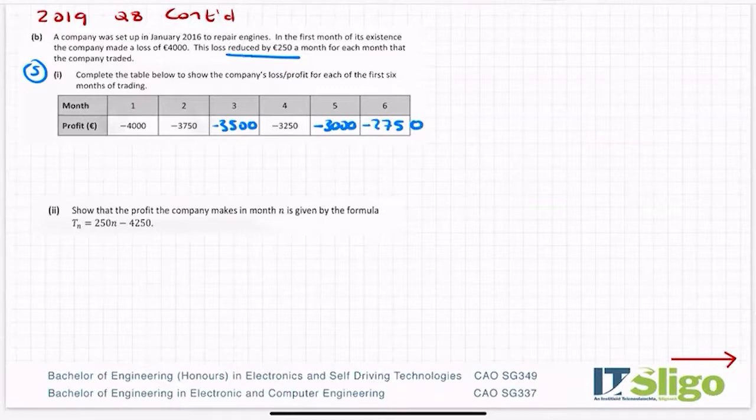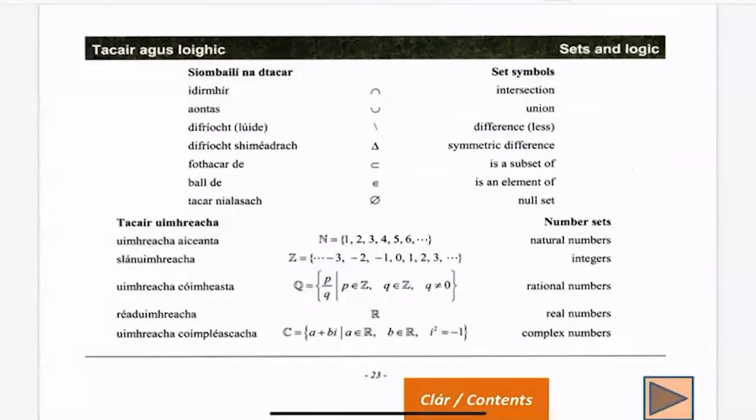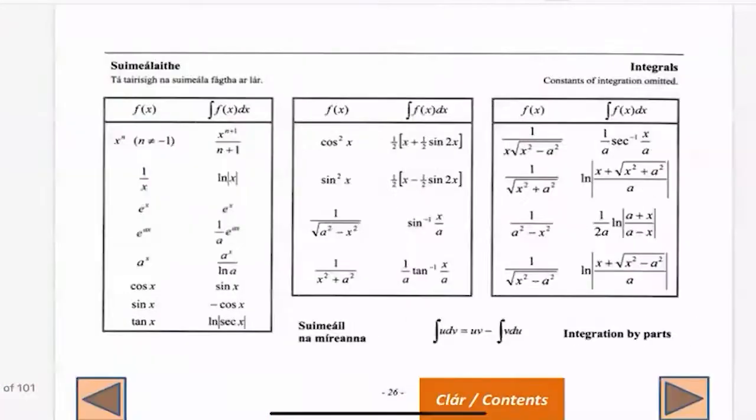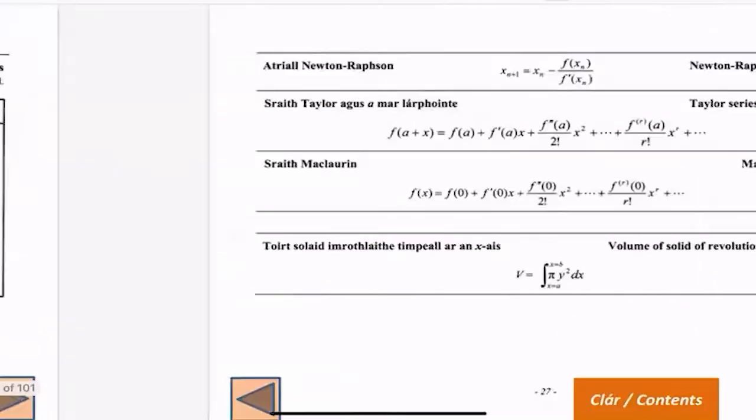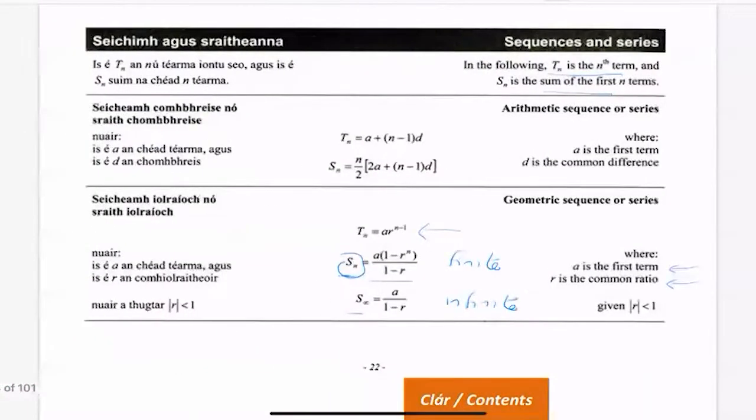Part 2 then of B said, show that the profit the company makes in a month is given by the formula Tn equals 250n minus 250. There's a couple of ways of doing this. You can either observe the pattern that's going on here and come up with the formula, or you can do it formally using sequence and series. Right, so sequence and series, there's two on the Leaving Cert courses.